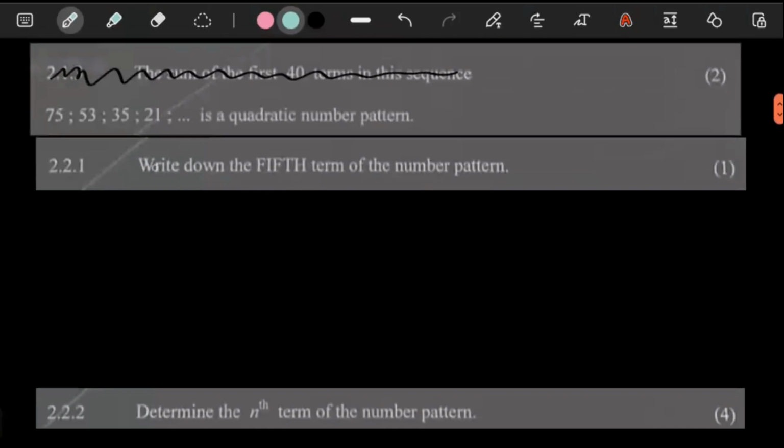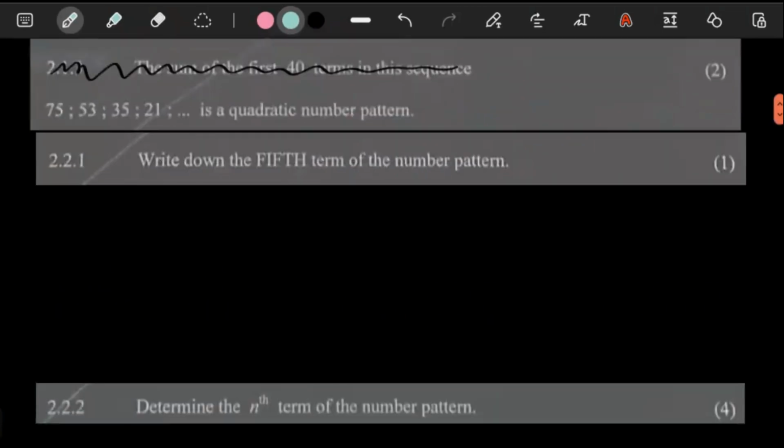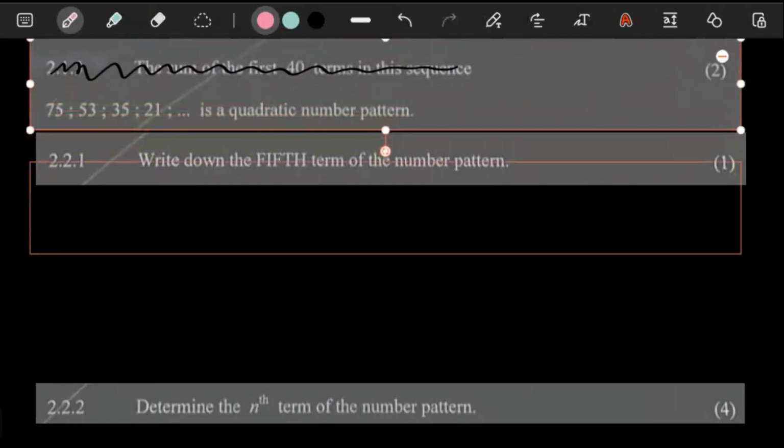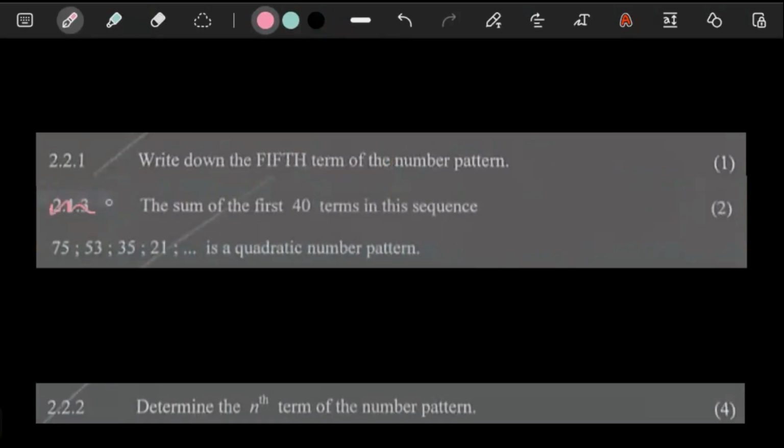Moving on, it says, write down the fifth term of the number pattern in this quadratic number pattern. So we have this quadratic number pattern, and we need to write term number 5. This one is not so bad. Let me actually move this lower, and remove this here. Otherwise, we're going to confuse each other.